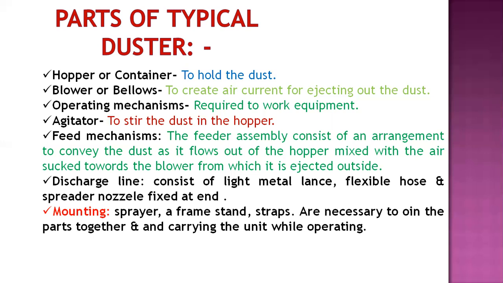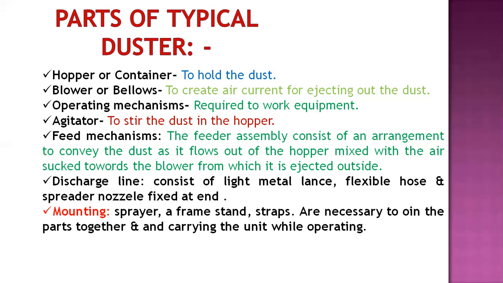The discharge line consists of a light metal lance, flexible hose, and a spreader nozzle fixed at the end, which helps in distribution during dusting. And lastly the mounting, which consists of a frame, stand, and straps. It is necessary to join the parts together and to carry the unit while operating. So these are all the parts of dusters.